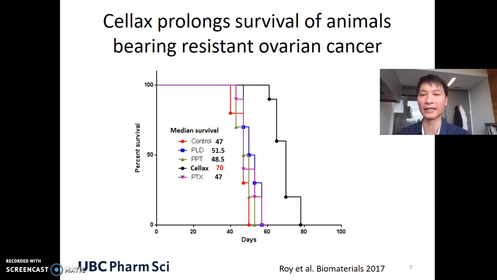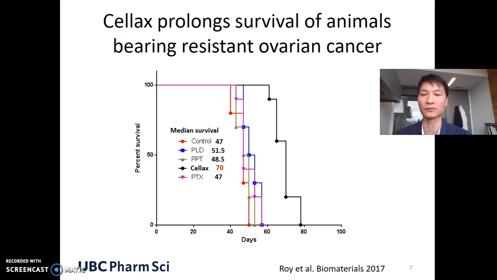So the curve is a survival curve. The y-axis is percentage of survival. We started with 100% of animals, but later on you can see the curve going down, and at the end we don't have any animal survival, so that's 0%. If you see the curve shifting to the right, that means the animal survival is improved.